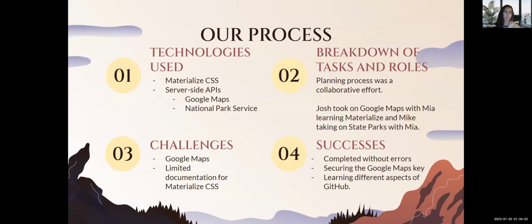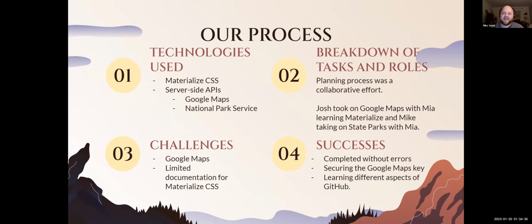Next slide, please. Thanks, Mia. The technology that we used was Materialize for our CSS framework, and our APIs used were Google Maps and the one from the National Park Service. Breakdowns of our tasks and roles. Our planning process was a collaborative effort, starting with this beautiful drawing that we came almost identical to in the actual final product, which was not expected, but came out very nice.